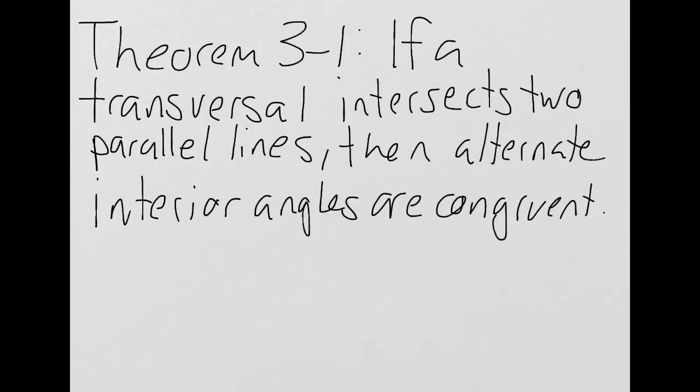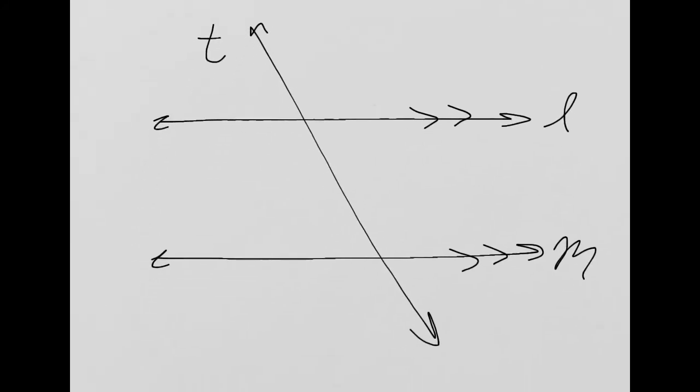All right, let's take a look at our first theorem for this chapter. So this is theorem 3-1. It is the alternate interior angles theorem, and it says, if a transversal intersects two parallel lines, then alternate interior angles are congruent. Let's take a look at a diagram of this.